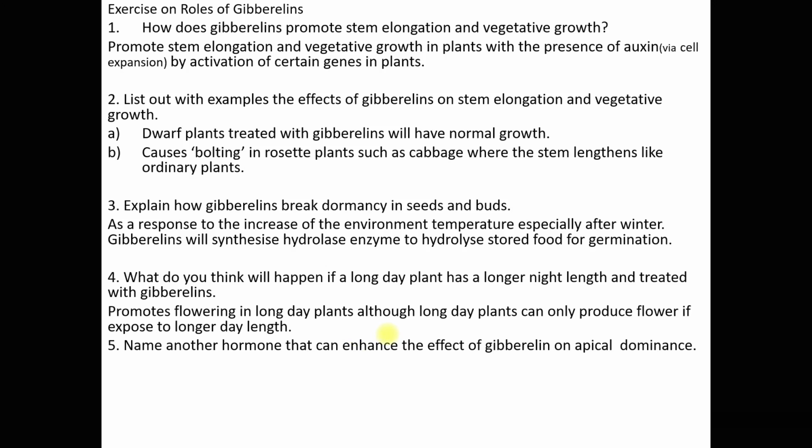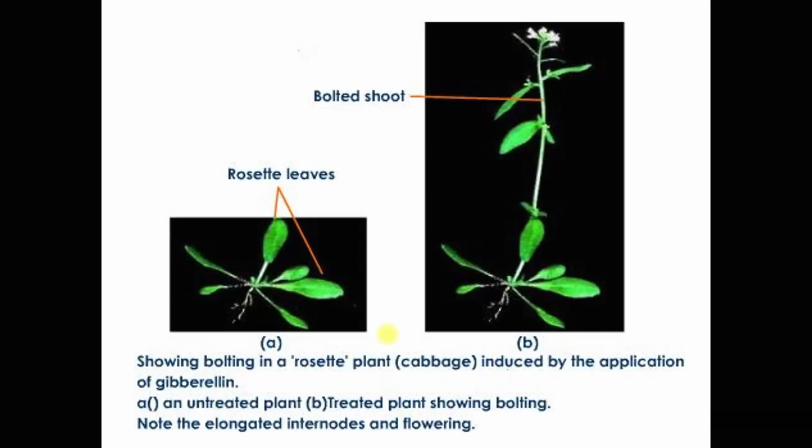Name another hormone that can enhance the effect of gibberellin on apical dominance. I did mention earlier, auxin. Oh, this is the bolting. All right, this is the rosette plant. Applied with gibberellin, it bolted. Okay, the shoot bolted.